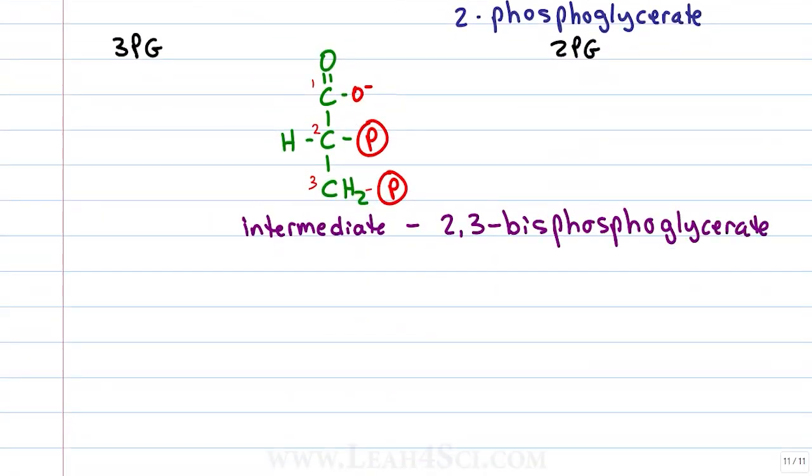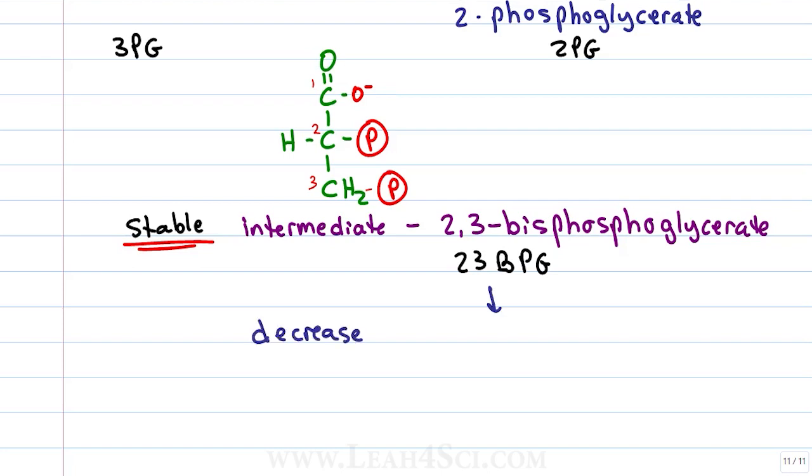2,3-bisphosphoglycerate. It's important to point out that this is a stable intermediate. In fact, 2,3-bisphosphoglycerate, or 2,3-BPG, should sound very familiar if you've already studied hemoglobin. Think about it. 2,3-BPG is a molecule that influences hemoglobin to be less effective at binding oxygen. Why would a glycolysis intermediate have anything to do with hemoglobin? How are they connected? Actually, very much so, if you think about what's going to happen next.